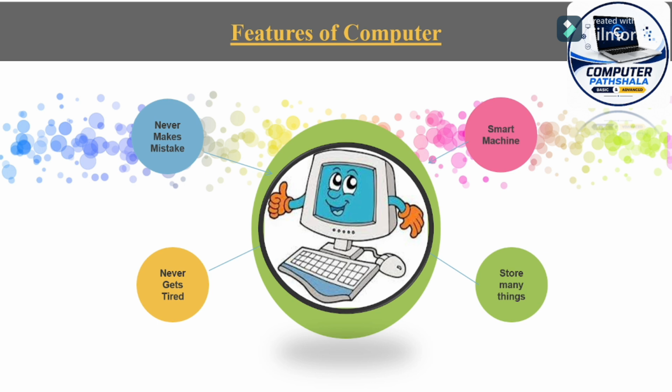Next is versatility. A computer can perform different tasks such as typing, drawing, gaming, and internet browsing. What do you mean by computer versatility? Versatility means versatile forms, meaning different tasks. A computer can do many tasks at the same time. It can do typing, drawing, play games, and do internet browsing too. So that means it can perform different tasks in one single time.